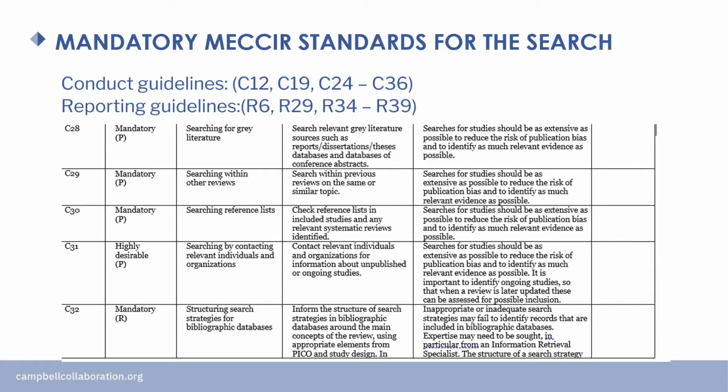There are a large number of items, and this is something that I sometimes hear from Campbell authors. But I think that some of these standards are really easily met. So for example, they might ask for the names of the review team, and that's not hard to provide. One overarching thing though that I tend to say is that the MECCIR is really useful for authors because the guidance makes it really clear what you should do and why you should do it.